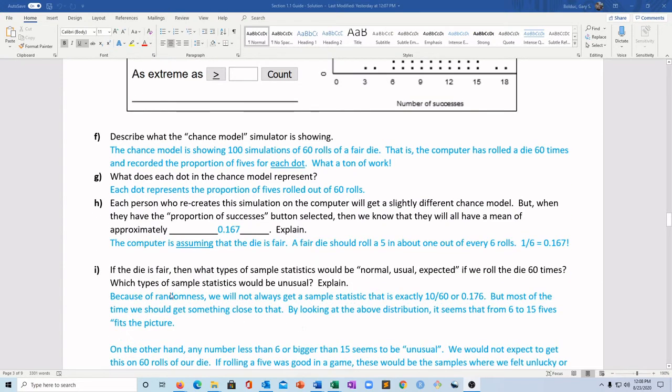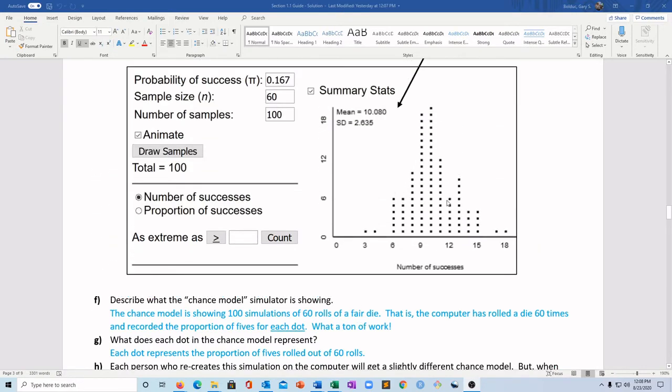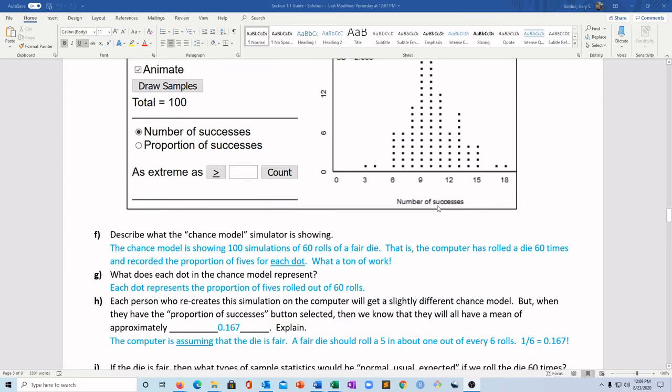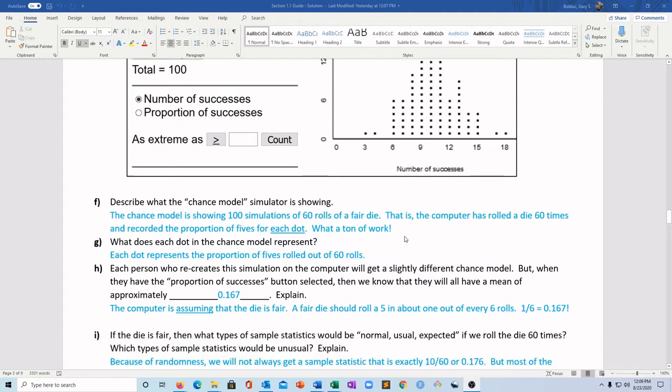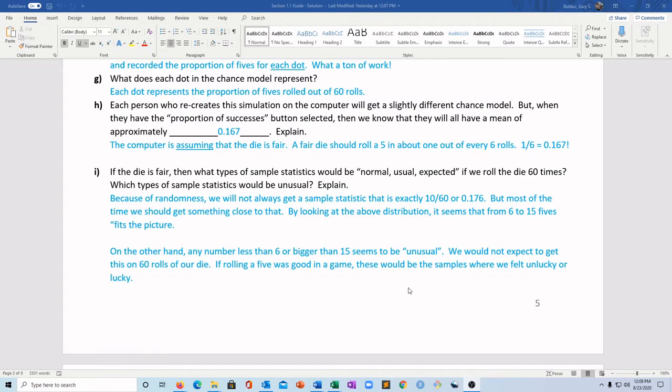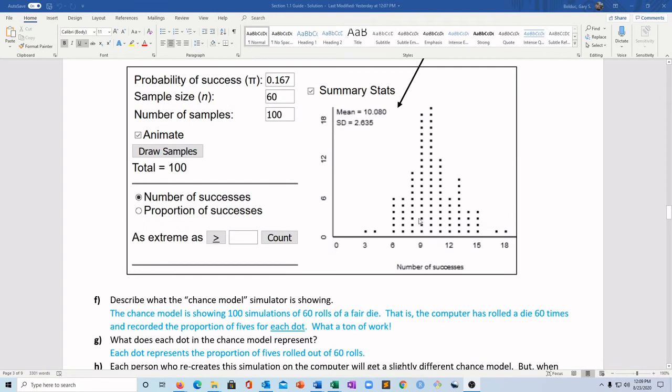All right. If the die is fair, what types of sample statistics would be normal, usual, expected? And when we're saying sample statistics, remember, we're just talking about the dots here. Which dots are usual, expected, fit the pattern? We're going to put math behind this a little bit later, so don't worry if you would answer this a little bit different than me, as long as we're in the same ballpark. In this case, I said between 6 to 15 5s fits the picture. So I'm thinking that this pattern kind of looks like 6 to about 15 fit in there.